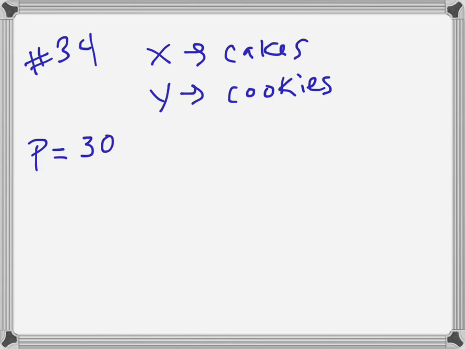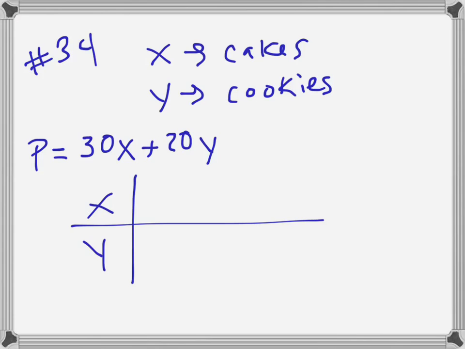So your profit's actually going to be 30x plus 20y if you do x as cakes and y as cookies. The constraints are on the time available in the oven and the decorating room, not the cakes and cookies. So try setting up a chart for this one and do the time in the oven, time in the decorating room.